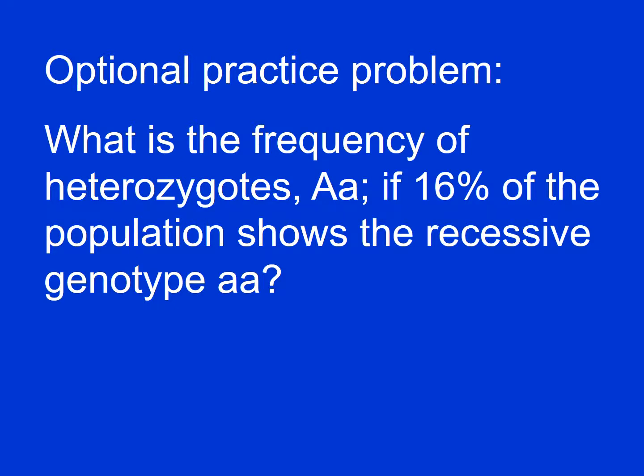In case you need more practice, and practice is always good, what is the frequency of heterozygous animals if 16% of the population shows the recessive genotype, aa?